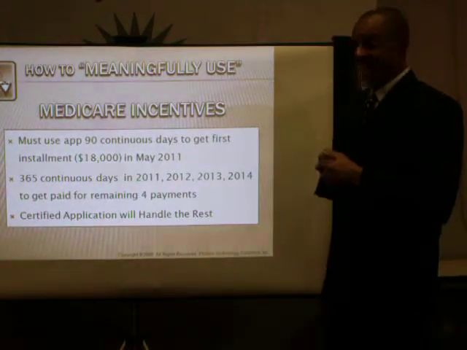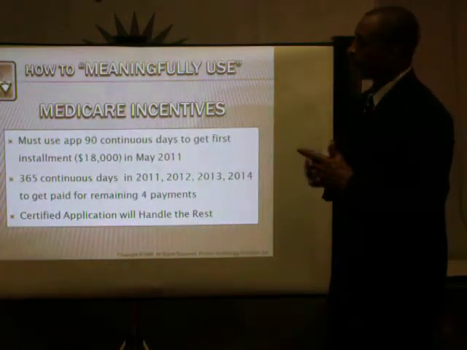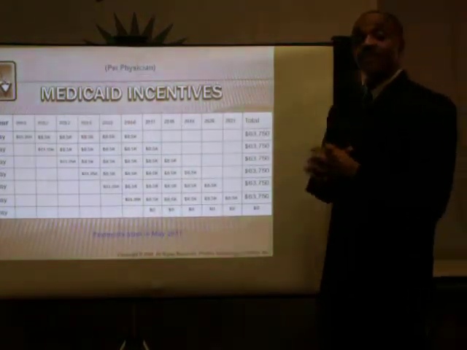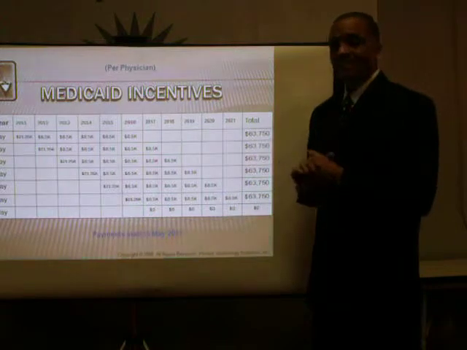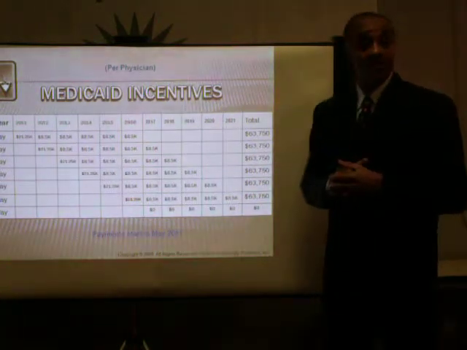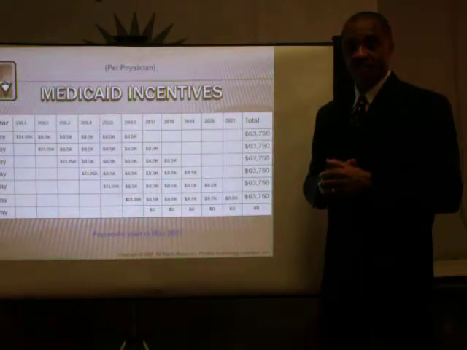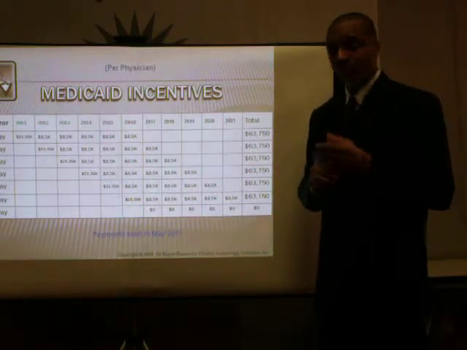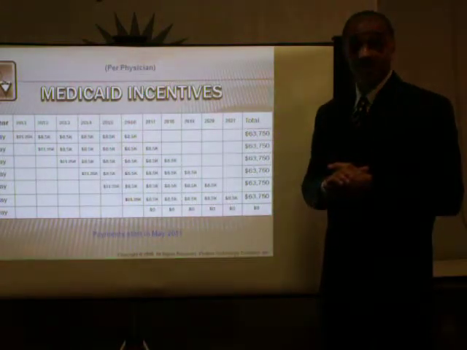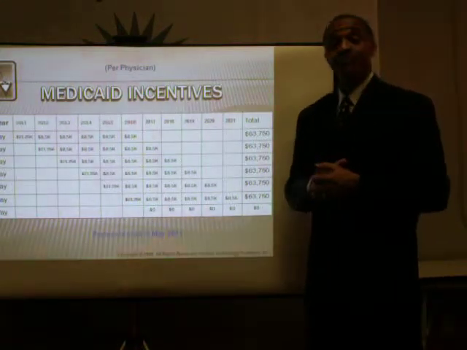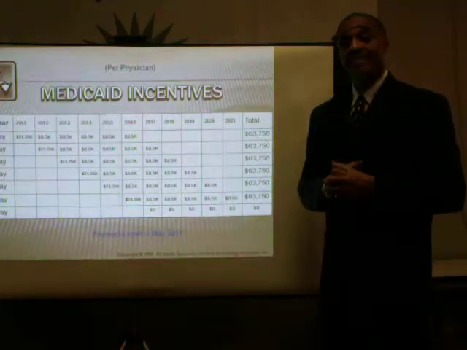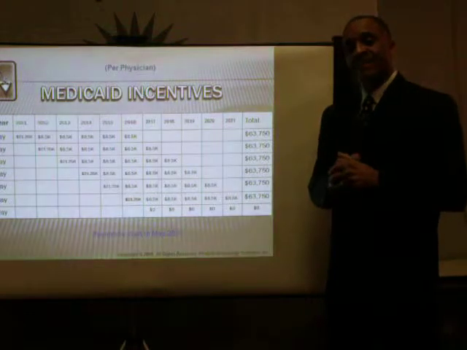If you're looking at Medicaid, Medicaid is a little bit different. With Medicaid, your incentives are $64,000 per physician. That's right, $64,000 per physician, and they're paid out over the course of 6 years. Your first payment is $21,250, and it's $8,500 each additional year.